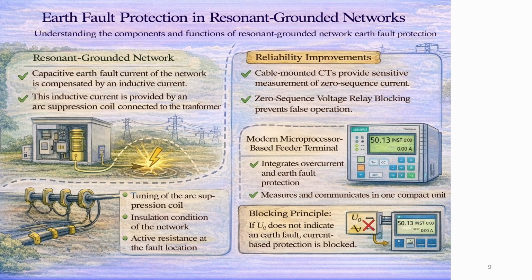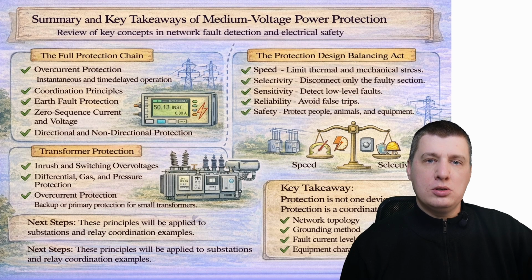In modern systems, both short circuit protection and earth fault protection are integrated into microprocessor-based feeder terminals. These feeder terminals combine overcurrent protection, earth fault protection, measurement, and communication functions. Examples of modern microprocessor feeder terminals are those manufactured by Siemens and Schneider. This concludes the section on protection in medium voltage power networks.